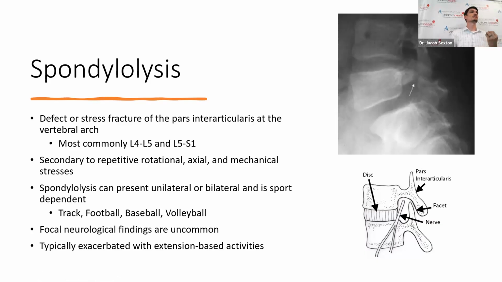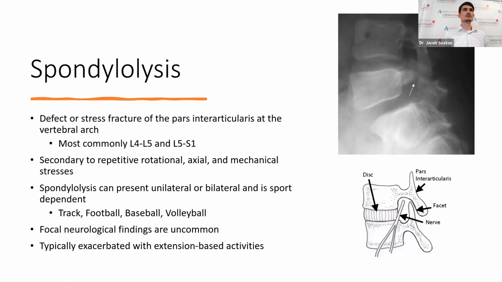It's not going to be able to take the compressive loads. It's not going to be able to take the axial loads, those shear loads. The forces are going to be dissipated to the contralateral side of the spine instead. Most commonly, this occurs at L4-L5 and L5-S1, and again, it's secondary to repetitive rotational, axial, and mechanical forces.